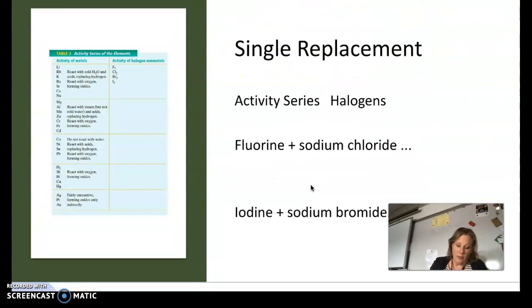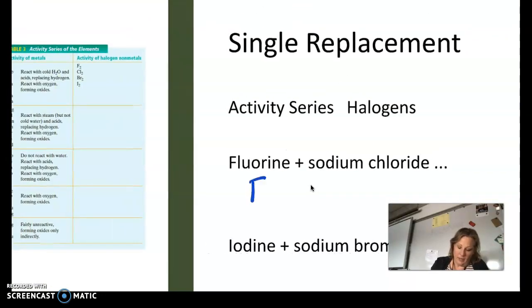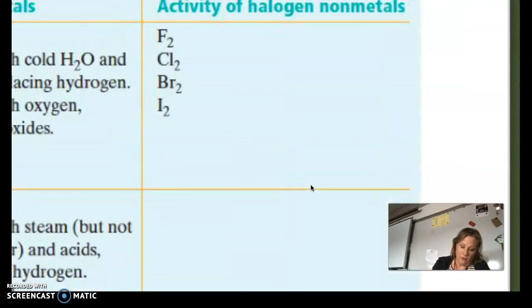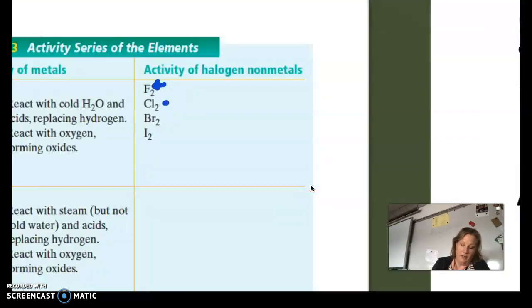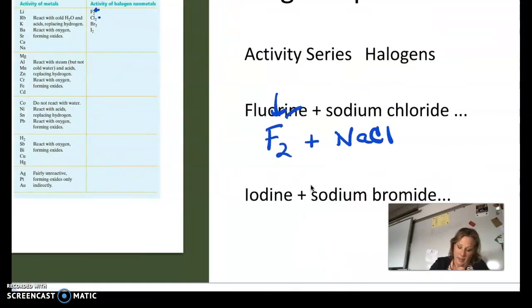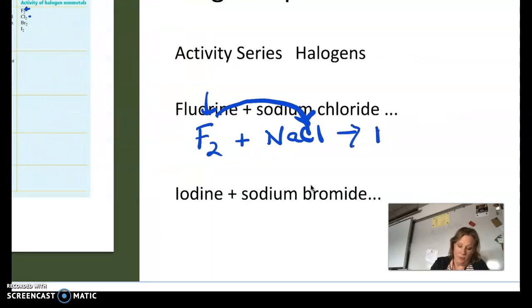So single replacement, like I was showing you earlier, this is fluorine and then sodium chloride. Because this is a nonmetal, the fluorine has to be higher than the chlorine that it's going to replace, and it is. So this will happen. So you would form sodium fluoride plus chlorine. And then you'd want to balance.